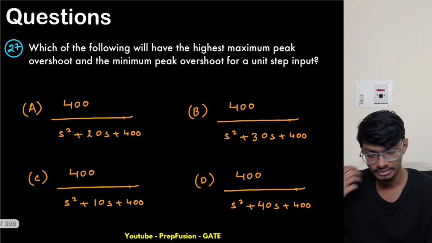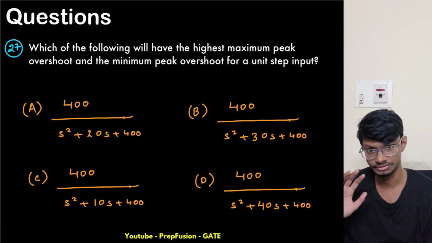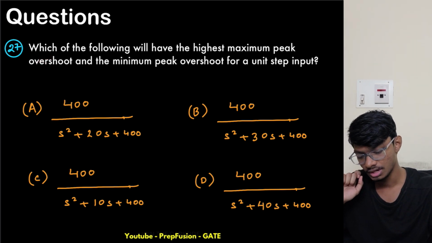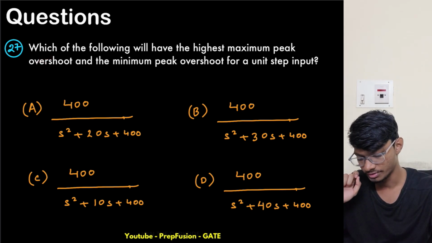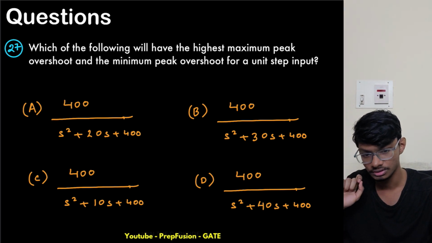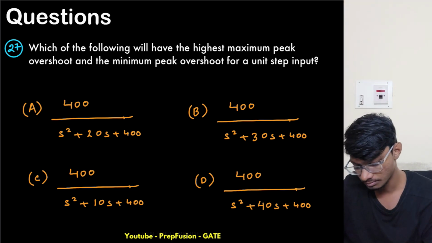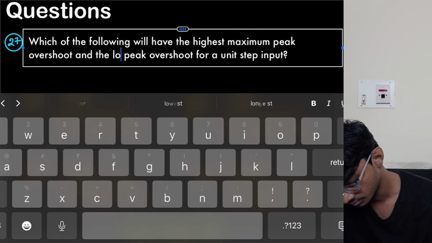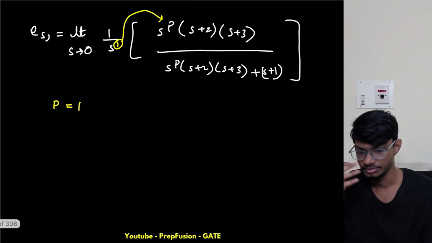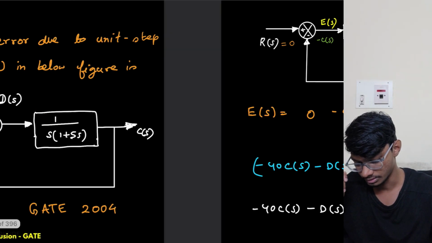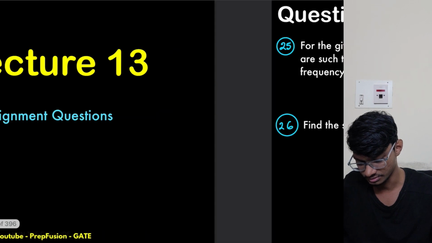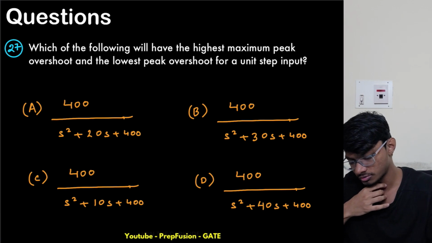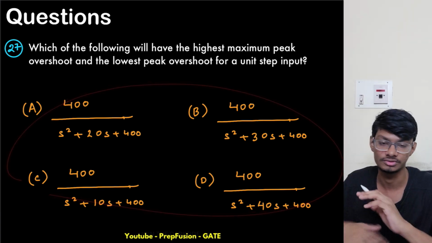Okay, so now let's go to the next question. What does the next question tell us? The next question is asking us to find which of the following will have the highest maximum peak overshoot and the lowest peak overshoot for a unit step. Peak overshoot can be anything. So out of the following 4, we have to choose which one has the highest peak overshoot and which one has the lowest.